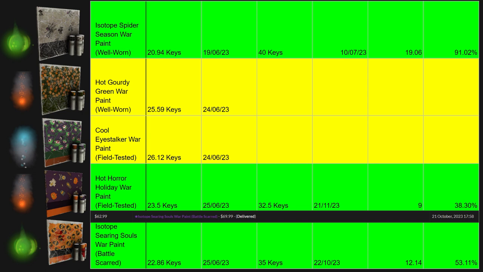It was slow with a decent margin, but I'll take it. Isotope Searing Souls Wall Paint Battle Scarred. I think this wall paint is very overrated and I don't think I've ever had a hot one, which further shows how hyped people are on these. I got a nice margin for being extra patient on this.